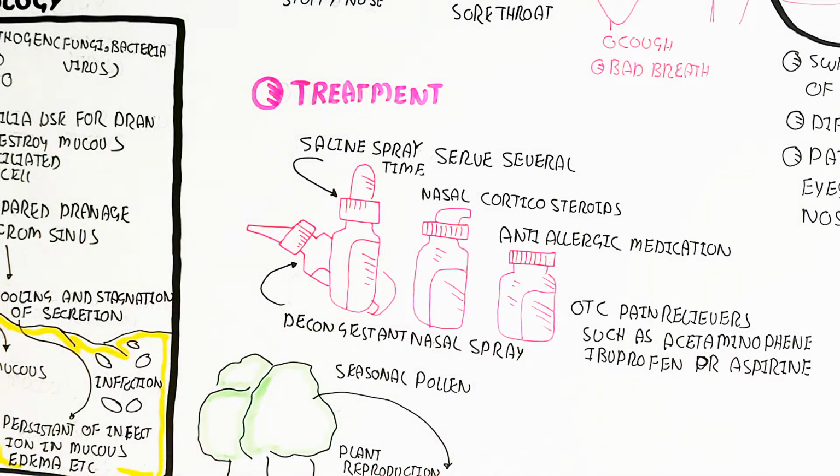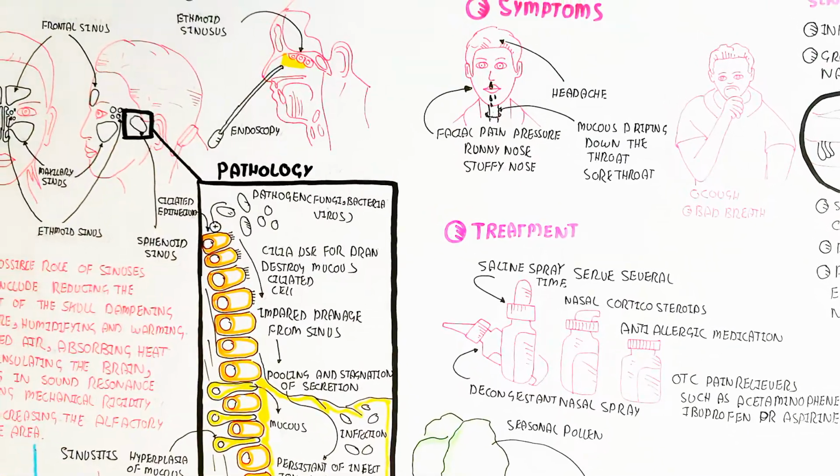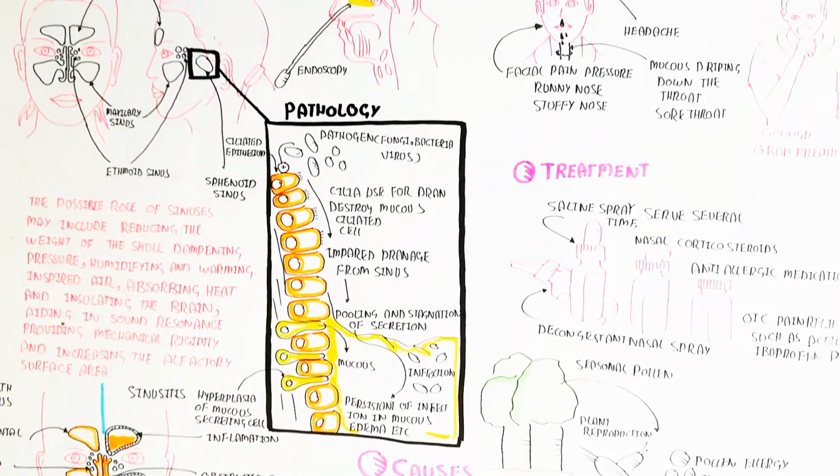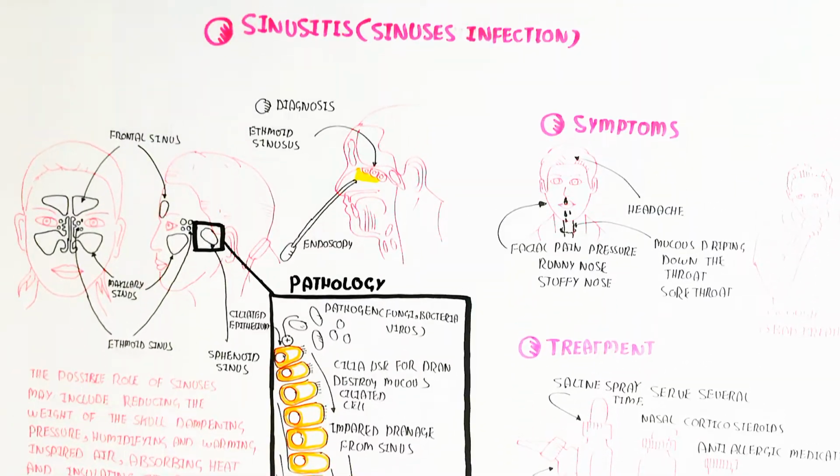The mast cells produce mucus also, sorry, histamine also. And the OTC pain relievers such as acetaminophen and aspirin.